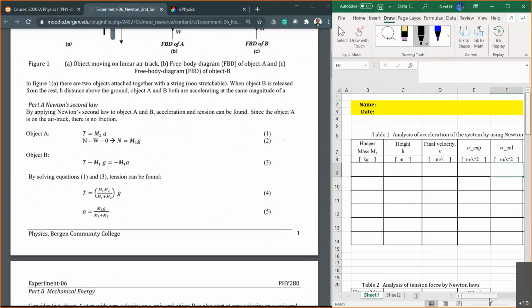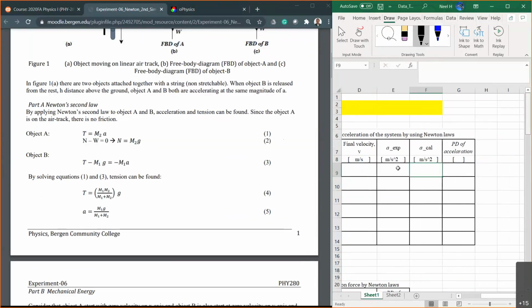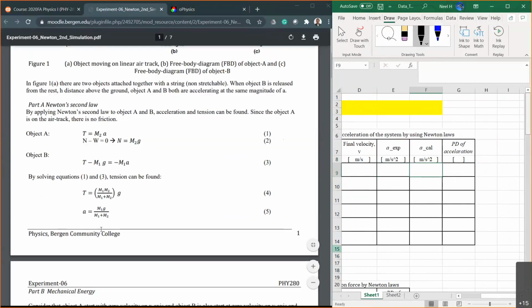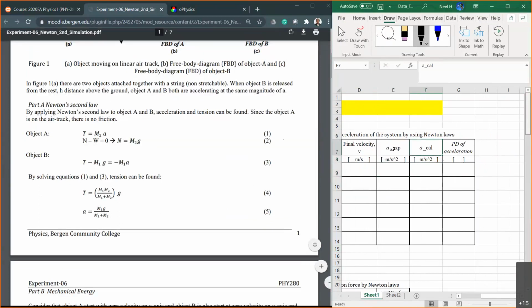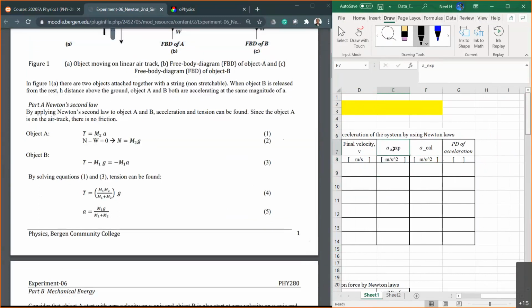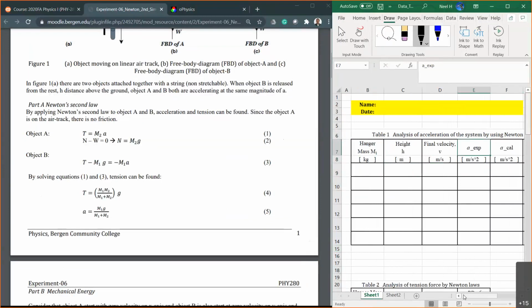And then finally, in this table, we're going to check the acceleration given by the experiment against the acceleration calculated using the masses, okay? Then our expected value is going to be this calculated value. Let's check that against the acceleration given by the system, okay?